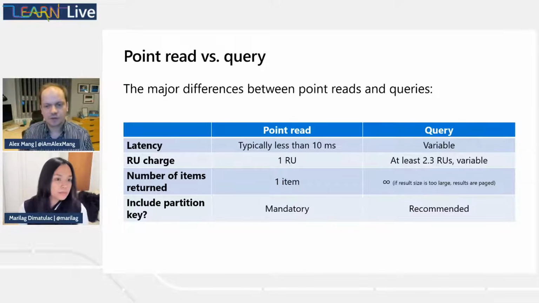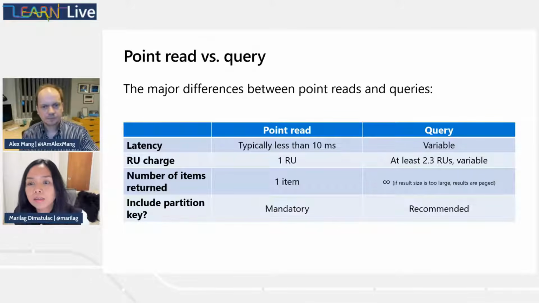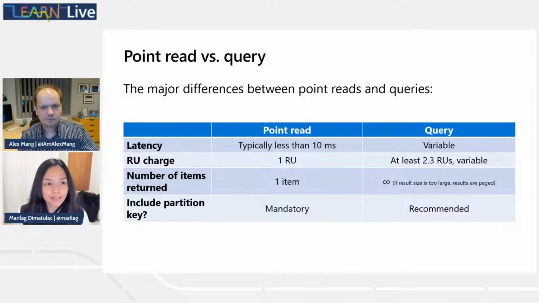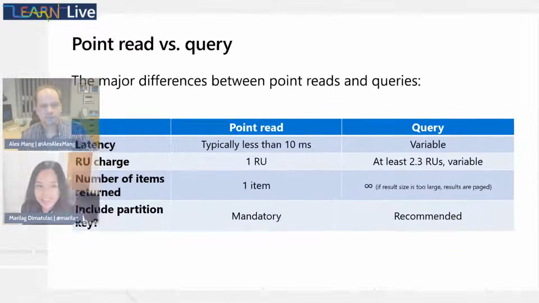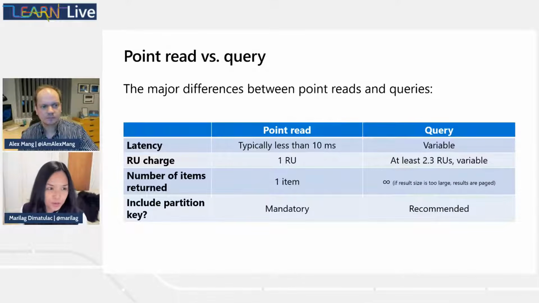Marilak, do you want to maybe go through the differences that we have between a point read and the query? All right. So if you look at this table, you already mentioned the difference in the latency, and also it is much cheaper in terms of the request unit. If you do a point read, you can see that it's only costing you about 1 RU. But if you do the normal query, then it's at least 2.3 RUs. Do you know why that is?